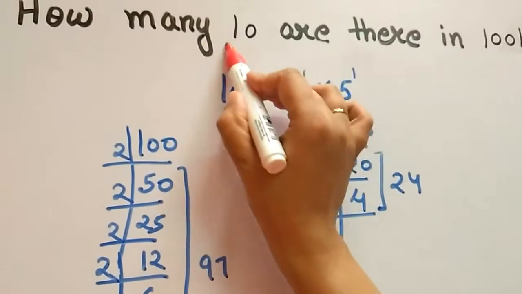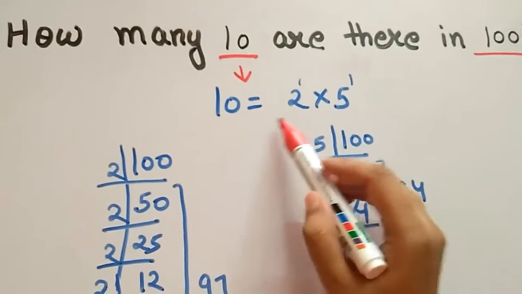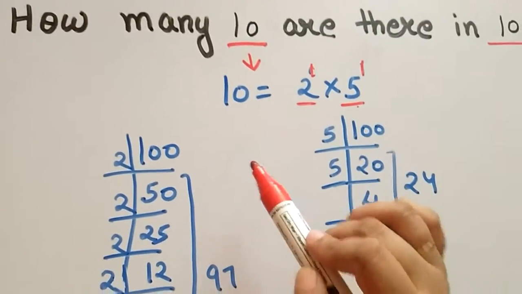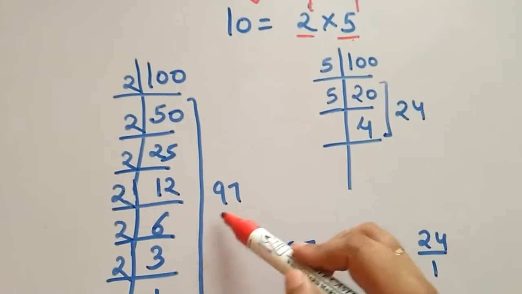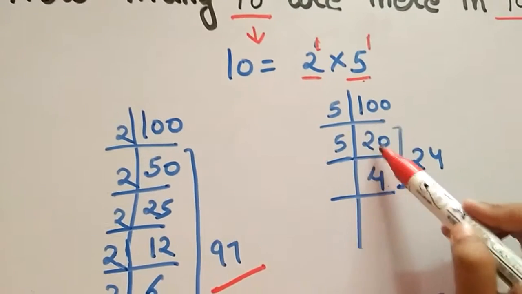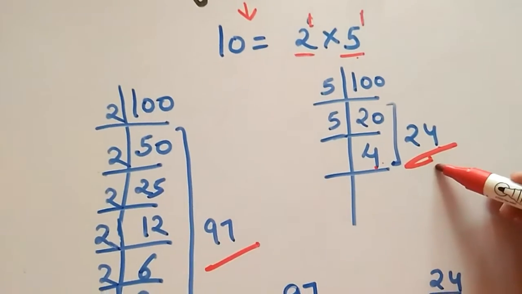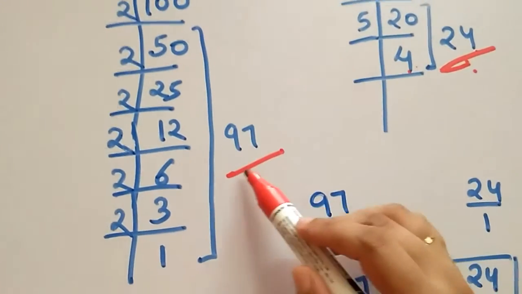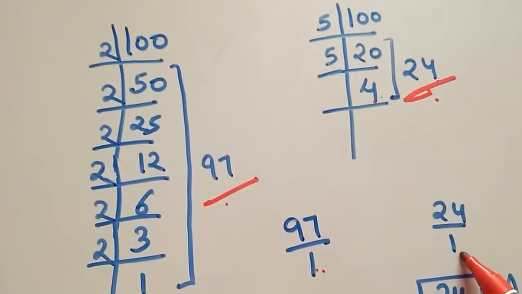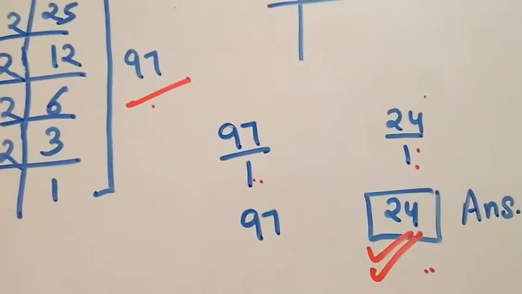How many 10 are there in 100 factorial? Okay, now what is 10? 10 is 2 into 5. Power is 1, right? 2 into 5. Now just find out how many 2 are there in 100 factorial. We have already calculated, it's 97. And how many 5 are in 100 factorial? 5 2s are 10, 5 4s are 20. Total is 24. So how many 5 are there? 24. Now just divide with the power. 2 power is 1, 97 by 1. 5 power is 1, 24 by 1. Which is the lowest power now? 24. So 24 is your answer.